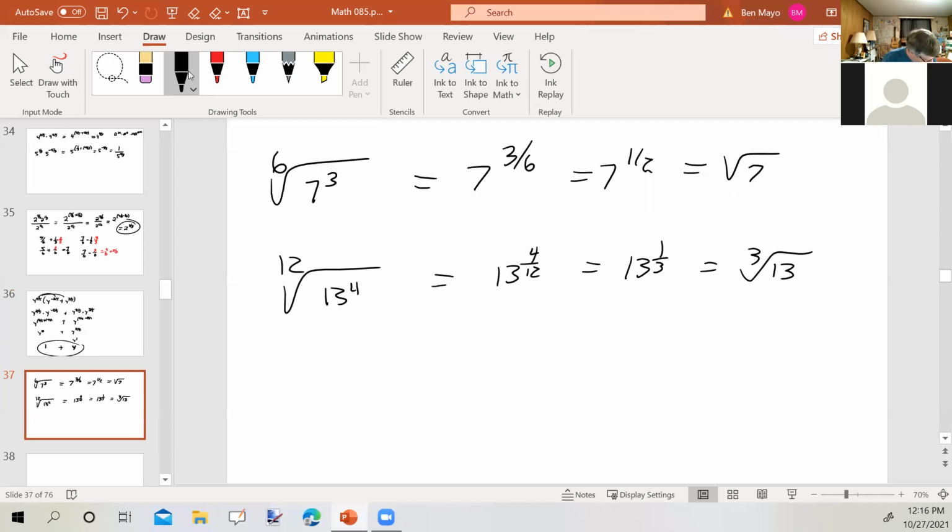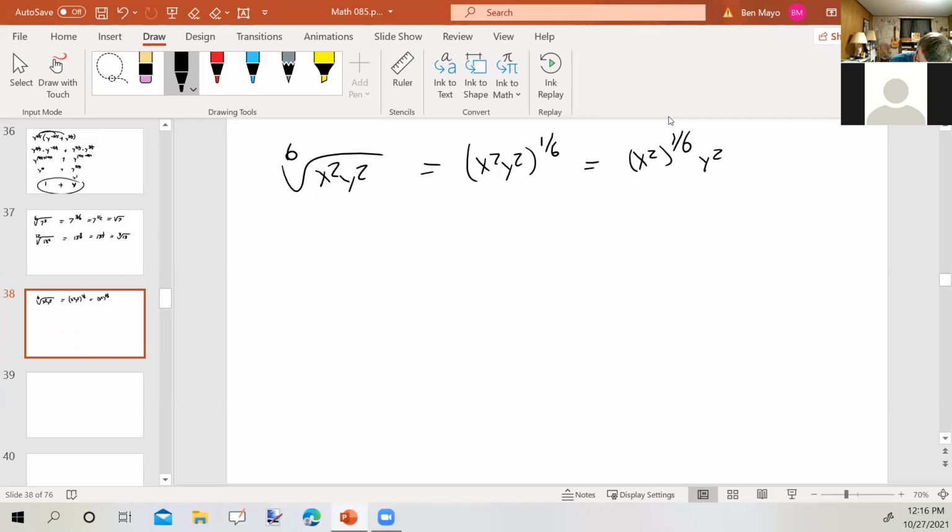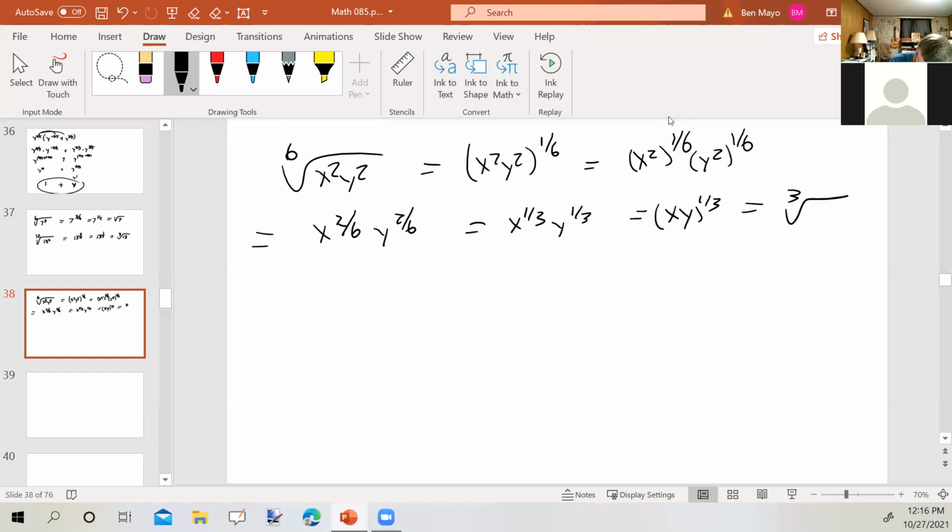And let's see here. How about this one? The 6th root of x squared y squared. So that would be x squared y squared to the 1/6 power, which would be x squared to the 1/6, y squared to the 1/6, which would be x to the 2/6, y to the 2/6, which would be x to the 1/3, y to the 1/3, which would be xy to the 1/3, or the cube root of xy. So again, what am I doing? I'm reducing 2/6 and 2/6 to 1/3 and 1/3. Okay.